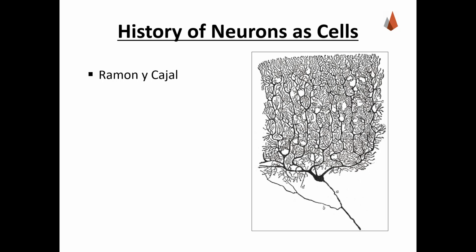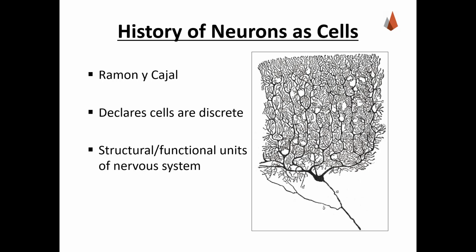He identified that we've got individual cells that communicate somehow. He didn't understand the neurotransmitter process, but he was able to show that our brain is made up of discrete units. He also identified that neurons are the structural or functional units of the nervous system. When you break down the nervous system, the smallest unit you can get to is the neuron.